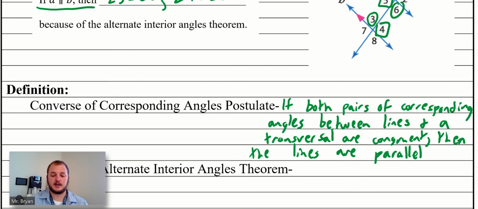If both pairs of corresponding angles between two lines and a transversal are congruent, which is what they should be, then I know the lines are parallel.